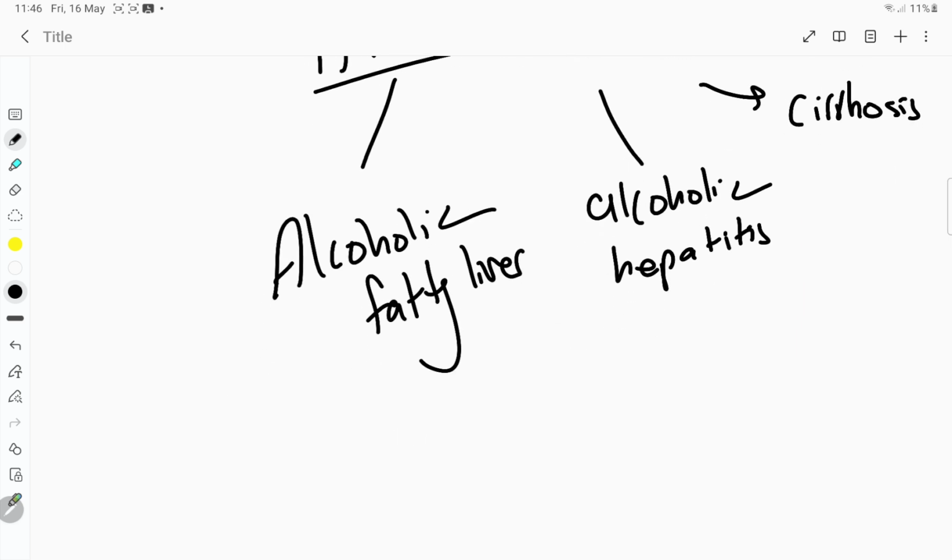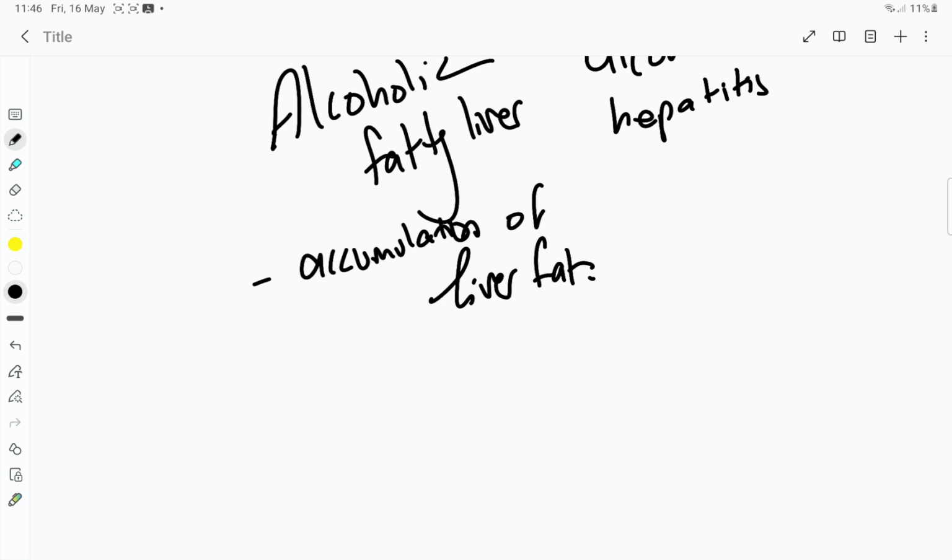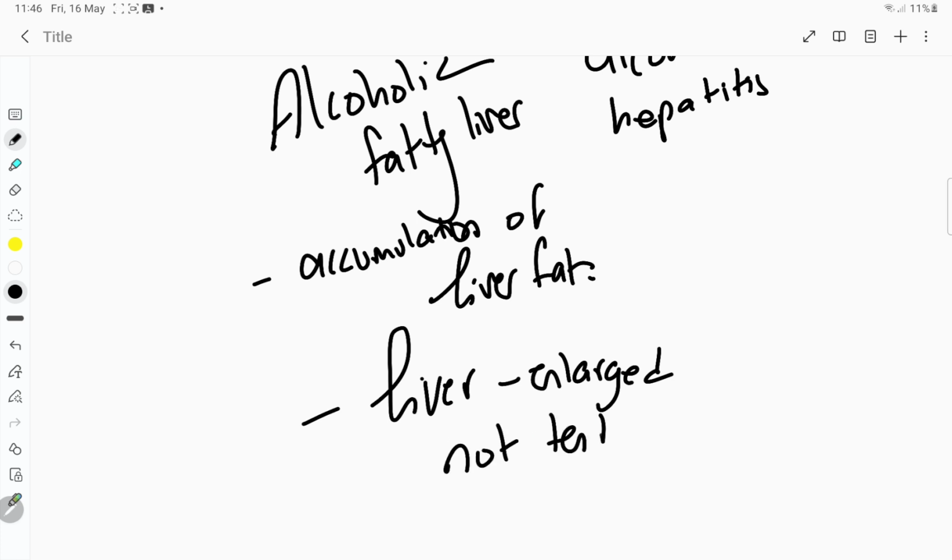Alcoholic fatty liver is the accumulation of liver fat as a result of alcohol use. The liver is usually enlarged but not tender. There are often no symptoms, and the condition can be reversed if the patient stops drinking.